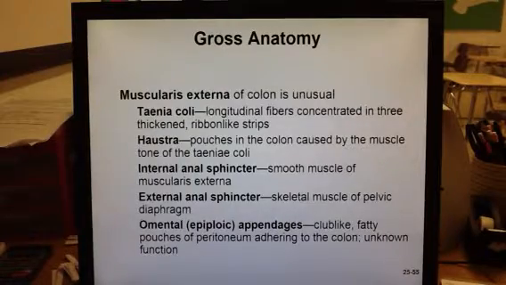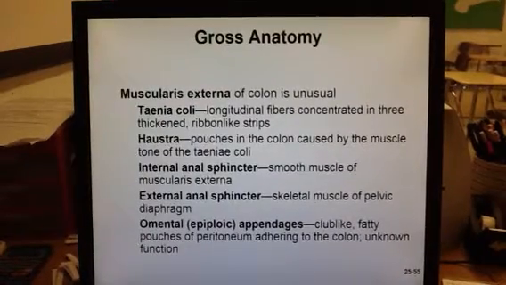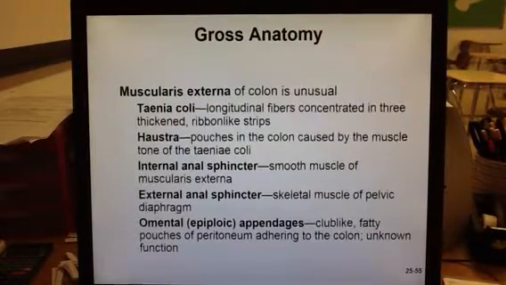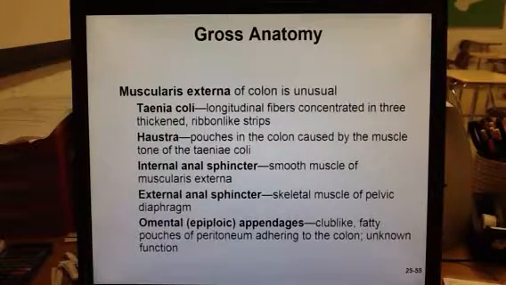I'm going to skip over this slide. This is talking about ways that the muscularis externa is unusual, different from the rest of the digestive tract. But we're going to talk about these when we look at the picture coming up.